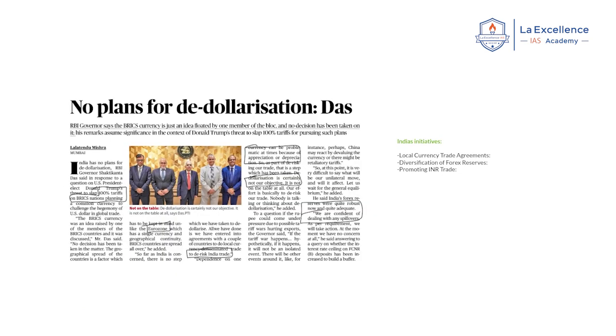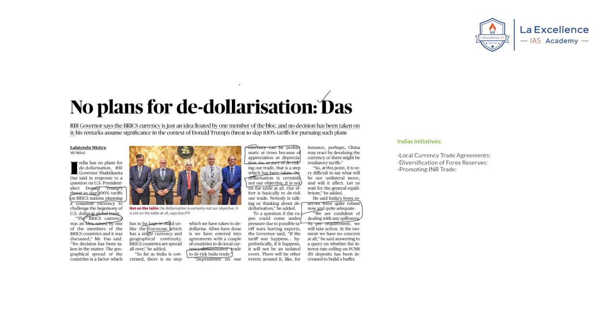Now, what is this article saying? This article is saying that there are no plans for de-dollarization. This is said by the RBI Governor Shaktikanta Das. Now, why did he say that recently? Because recently it was asked by a reporter, because Donald Trump is saying that there is a chance of BRICS coming up with a common currency. If that happens, we will impose 100% tariffs on the BRICS nations. Now, this is what was said by Donald Trump.